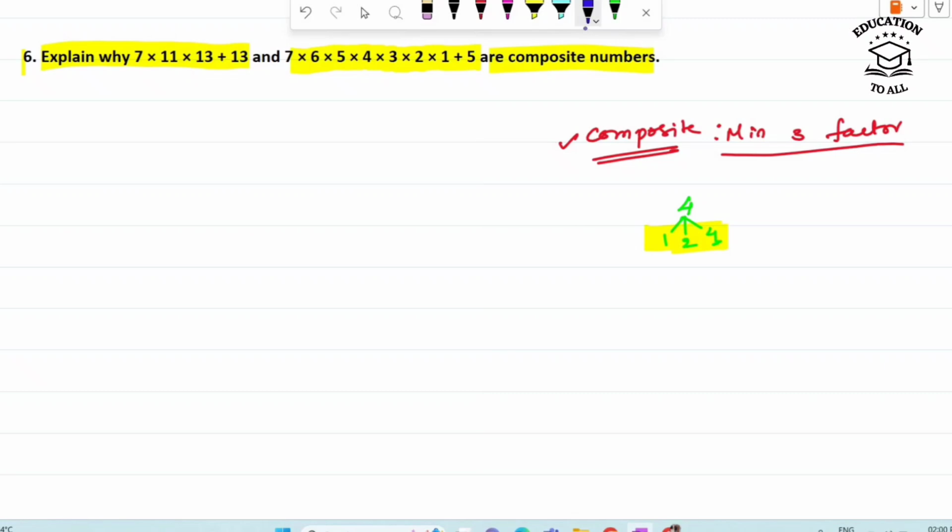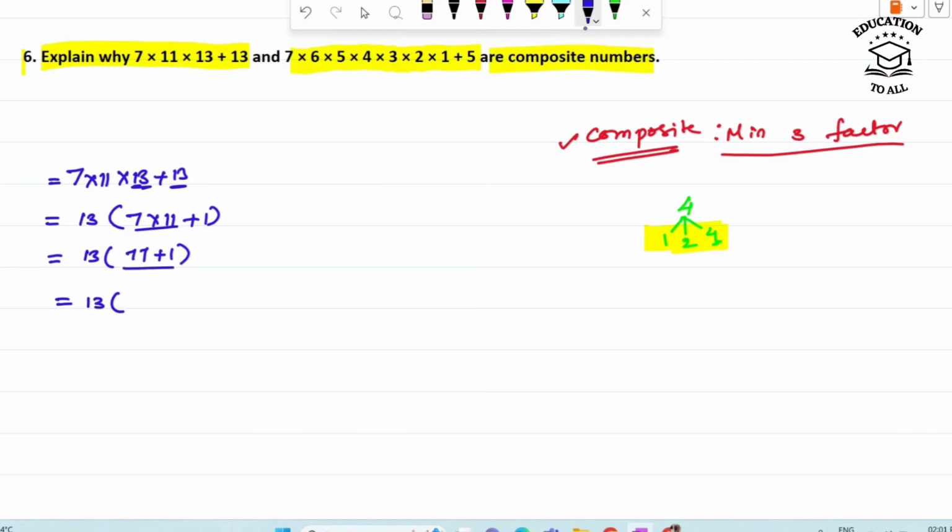So coming to the explanation of this sixth question, given as 7 into 11 into 13 plus 13. Can you take anything common? Definitely 13, right? So 13 is taken out. What is pending in it? 7 into 11. And this plus 13 is also taken out, 1 pending. Then this can be written as 13 into 77 plus 1. Therefore 13 into 78.